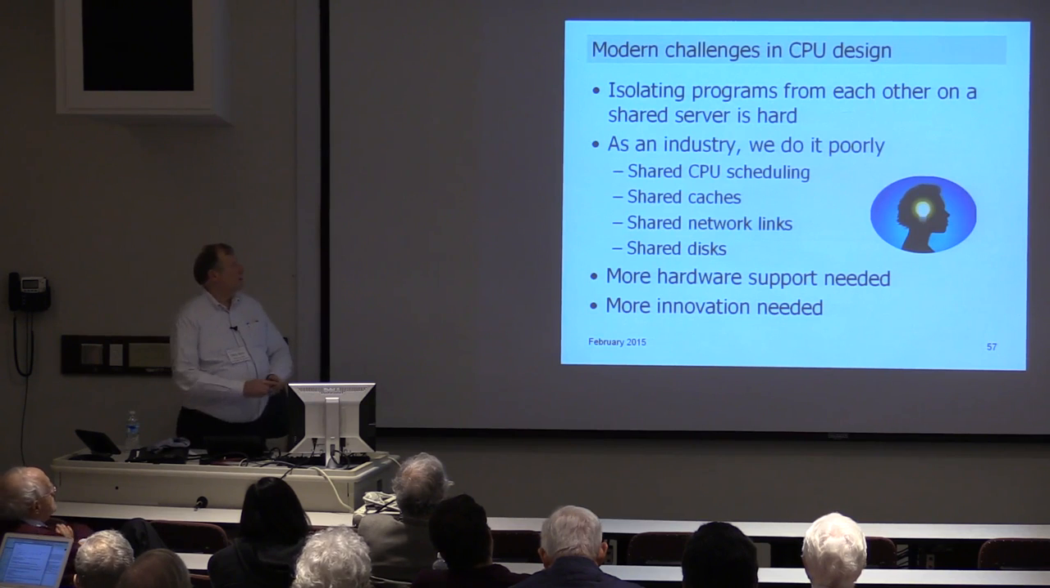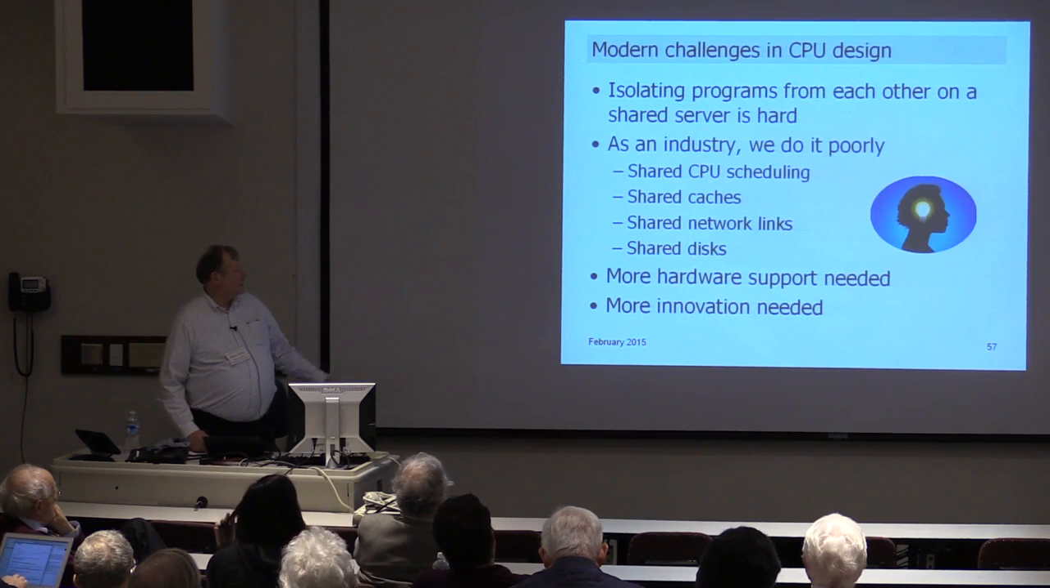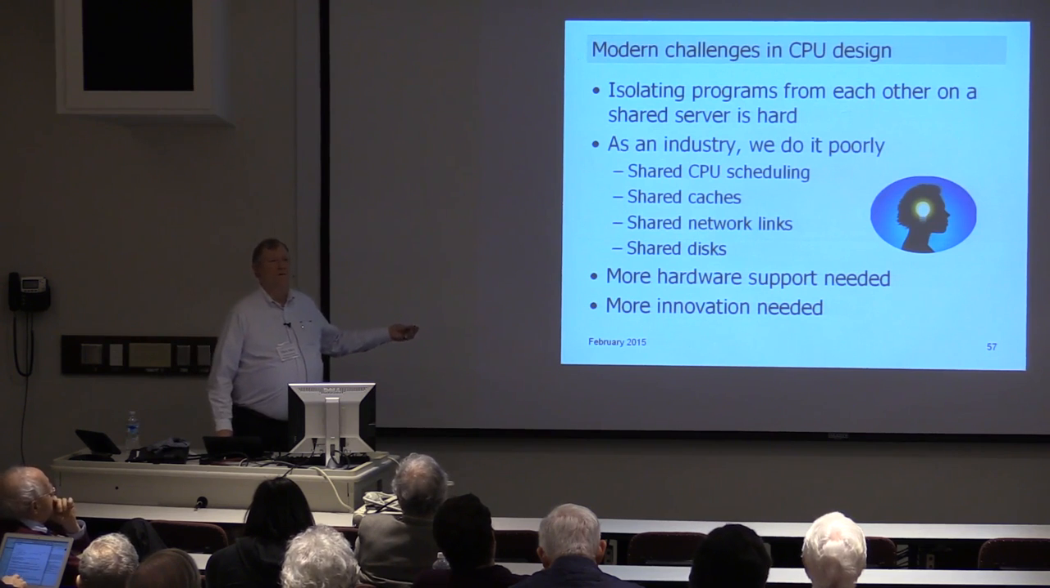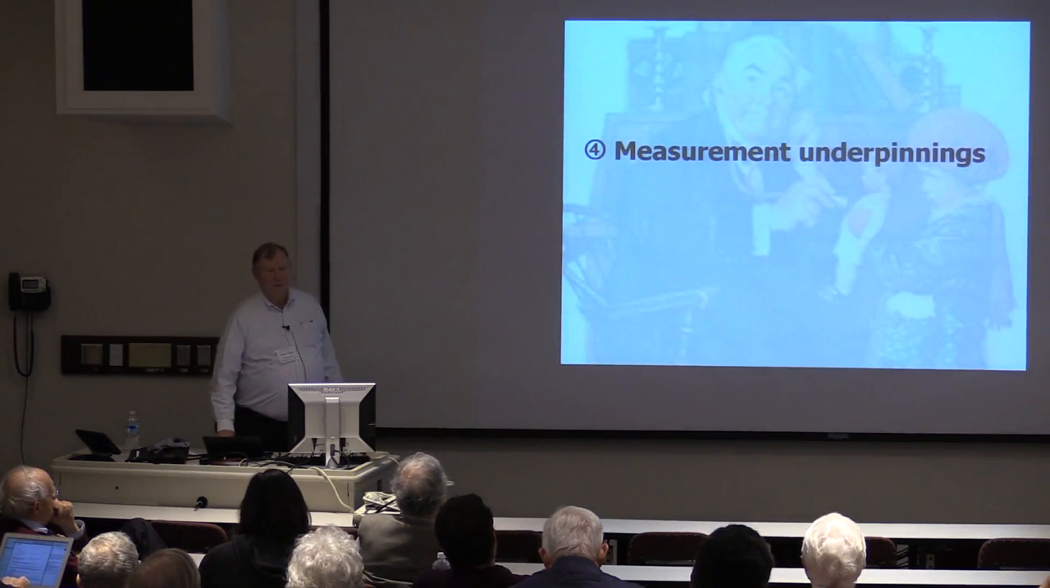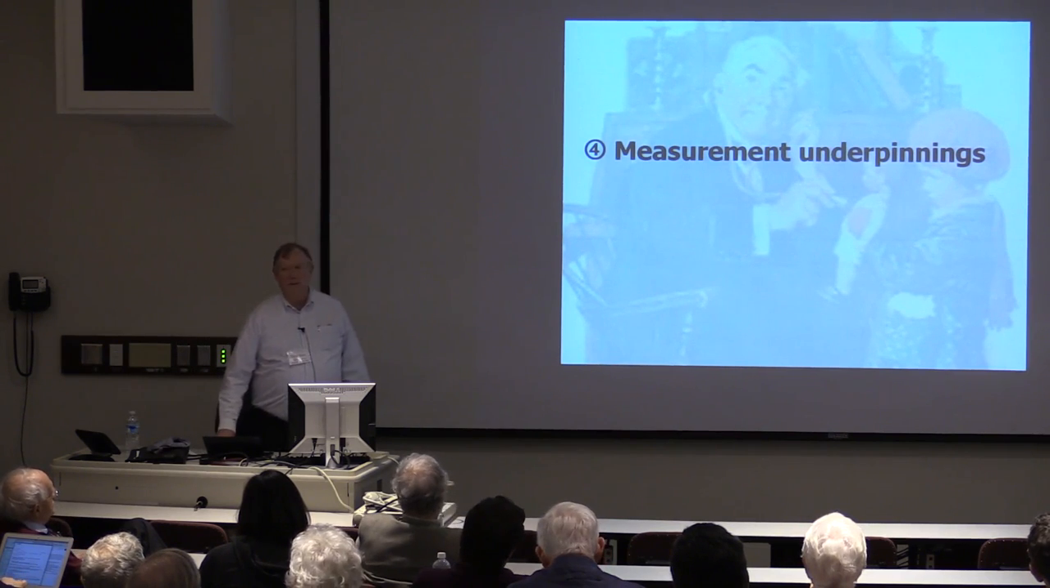So we need to isolate things. We need to pay more attention to shared CPU scheduling, shared caches, shared networks, shared disks, the whole works. And we need a lot of innovation in this area. These are far from the best ideas possible. And it's something that we'll be needing as an industry over the next 5 or 10 years. So I'm going to finish up with the fourth section, on measurement underpinnings.